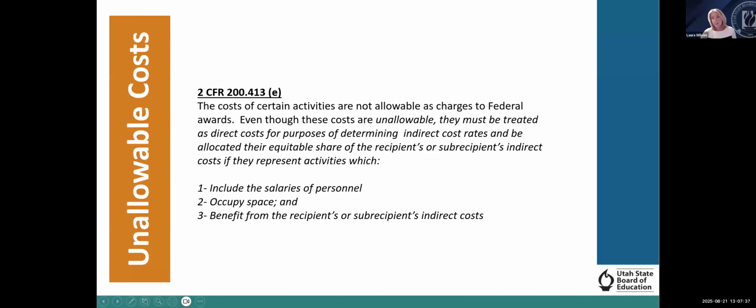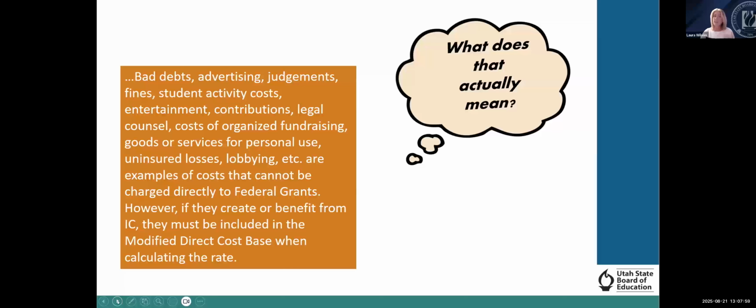So there are some terms that can be a little bit confusing when we talk about indirect costs, and one of them is unallowable costs. In this training, we're speaking to unallowable costs as defined by the feds. An unallowable cost is a cost that cannot be directly charged to a federal program. So in specifics, what does that mean? Examples would be bad debts, judgments, entertainment, the cost of organized fundraising, lobbying. These are costs that cannot be directly charged to a program.